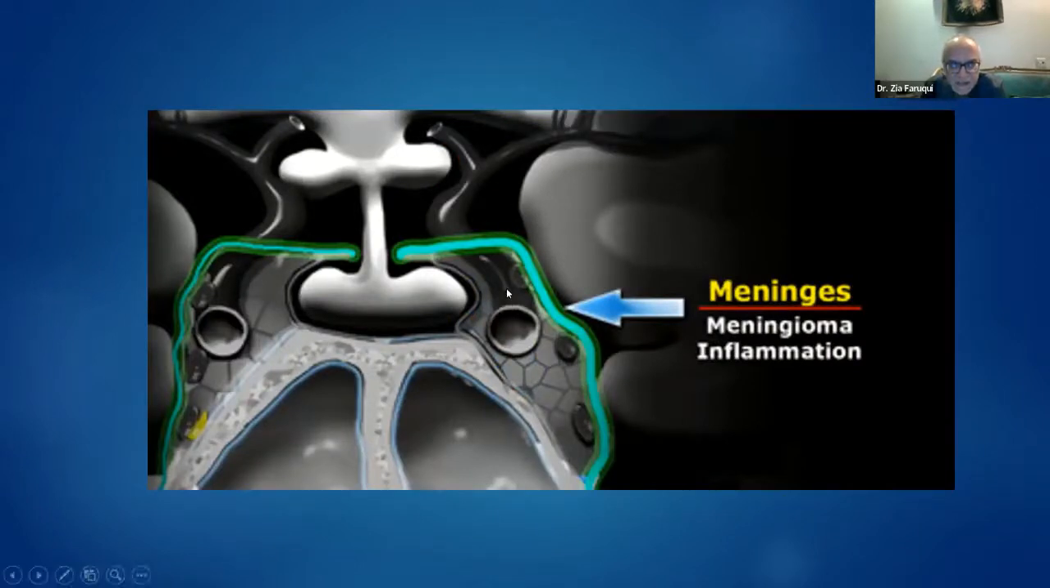Outside this, we have the meninges. These are thicker superiorly and laterally, and thinner medially and inferiorly. And here again, the commonest pathology which we see is meningioma. The second most common pathology which you see around the meninges is dural metastases in adults. And of course, they can be involved in inflammation, either tuberculosis or sarcoidosis.